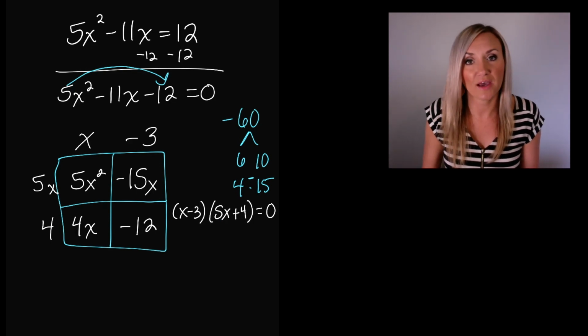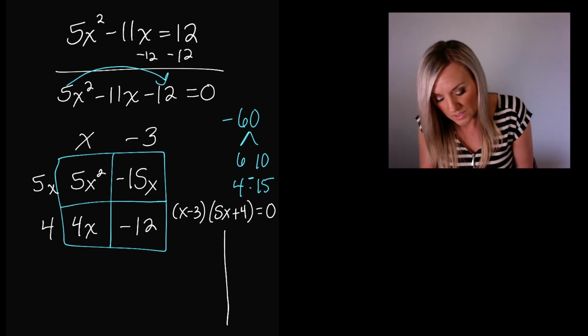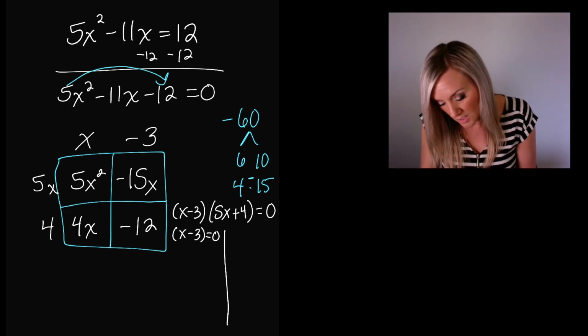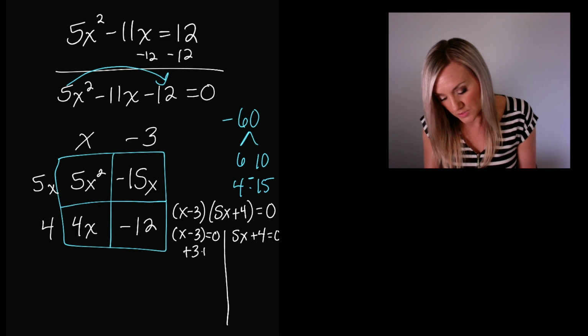And then now that you have written your quadratic in factored form, now that you can set it up with two equations. I don't know why I put parentheses around that one. I have no idea. All right, I won't do it for this one. 5x plus 4 equals 0. And then I will add 3 to each side.